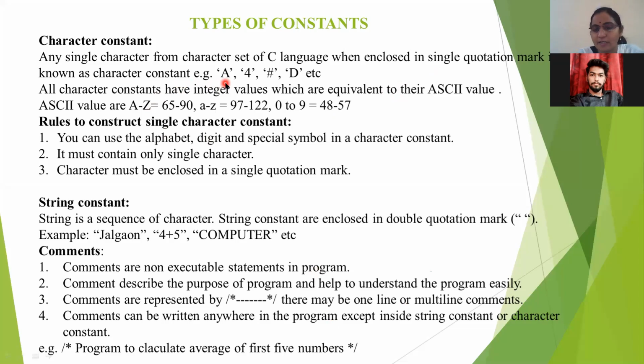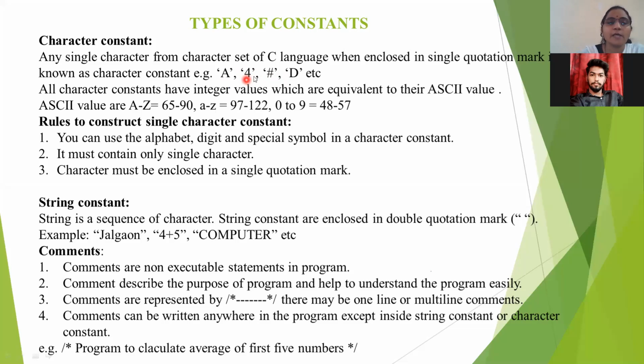That may be either a special symbol or any digit or the alphabet, no matter. But if it is included in a single quotation mark, then it is treated as a character constant. See the examples: capital A, but this A is included in a single quotation mark. The 4 is included in a single quotation mark, and that's why it is treated as a character constant. Some special symbols, and then again the alphabet means any character from the keyboard which is included in a single quotation mark is called the character constant.